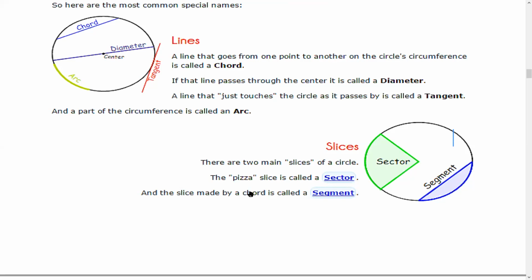So the slice that is made by the chord, so this is a chord. Remember, the chord touches the circumference at 2 points. This area here is called a segment. This is the segment here.